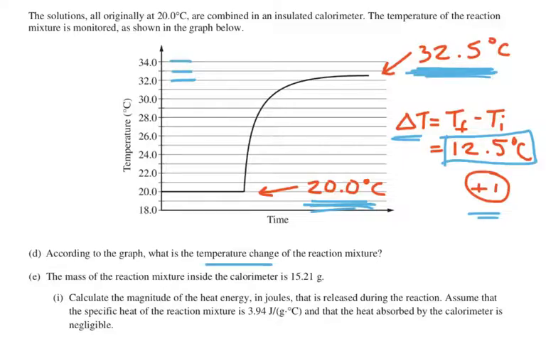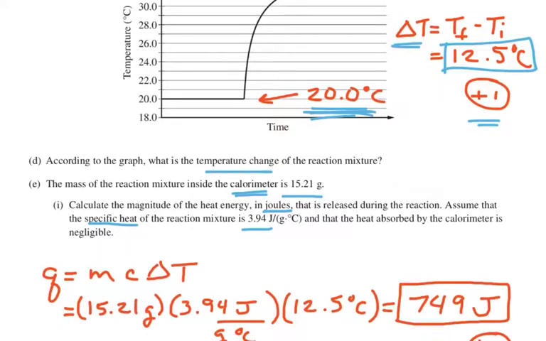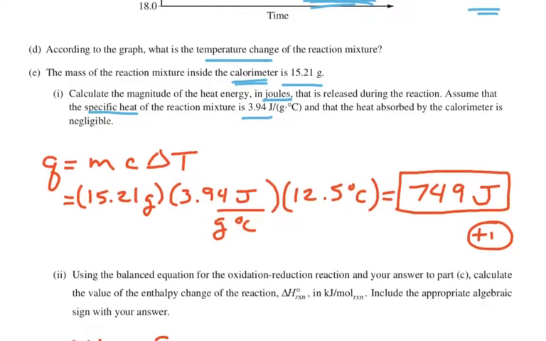Now the next one, E, says the mass of the reaction mixture inside the calorimeter is 15.21 grams. So we're given a mass, and we're talking a calorimeter. Okay, calculate the magnitude of the heat energy in joules that is released during the reaction. Assume that the specific heat is 3.94 joules per gram degree, and that the heat absorbed by the calorimeter is negligible. So we're saying, make this an easy problem, and hopefully we can see this is a q equals mc delta T problem, because we're asking for the heat, we're given the mass, we're given the specific heat, and we just figured out the delta T in the other part.